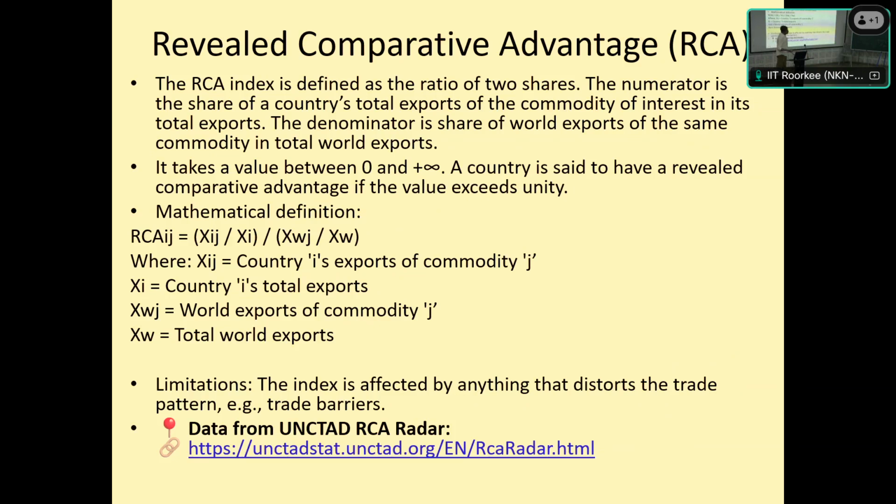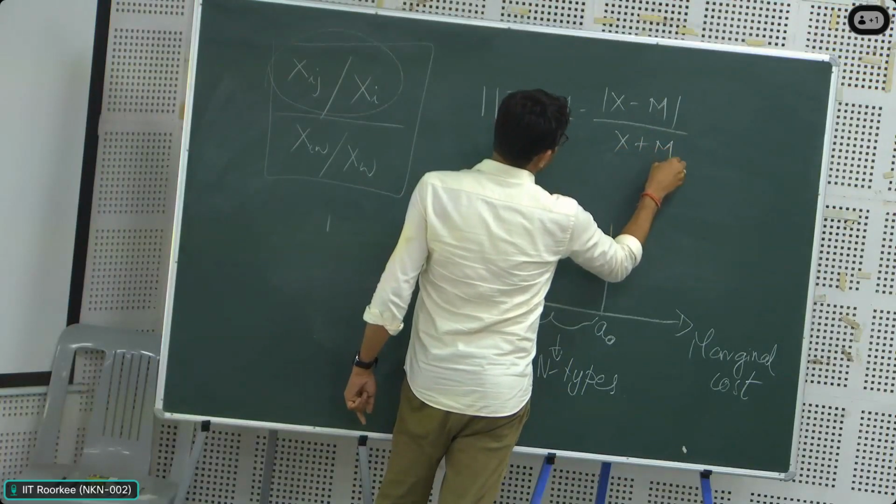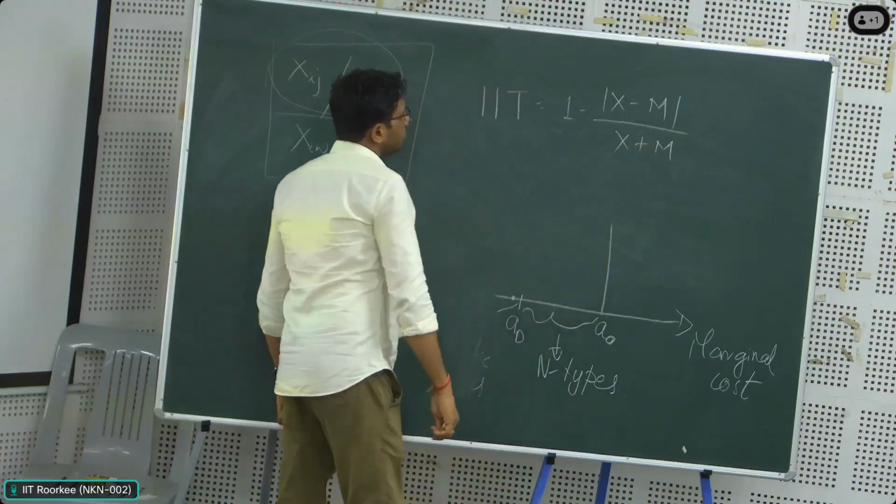When it comes to intra-industry trade, if you remember, IIT equals 1 minus the absolute value of x minus m, divided by x plus m.